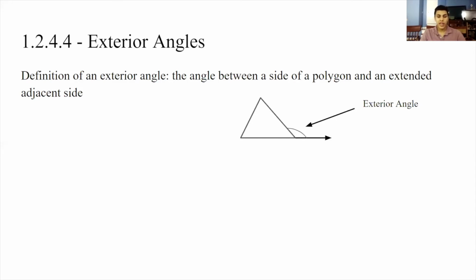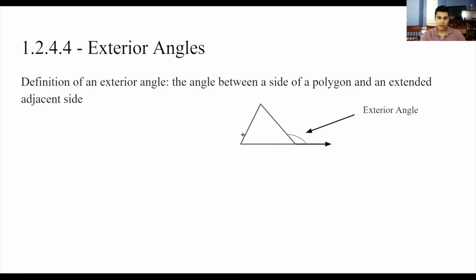So the definition of an exterior angle is the angle between a side of a polygon and an extended adjacent side. So what that means is if we have the side of a polygon, for instance, we have one exterior angle labeled on this diagram here, but I'll show you another. If we take a side of the polygon like this one, and we extend that side, that's what we call the extended adjacent side, then we can use our definition to figure out that an angle between a side of a polygon, in this case if we're looking at this side, and an extended adjacent side, which is this one, will be your exterior angle.